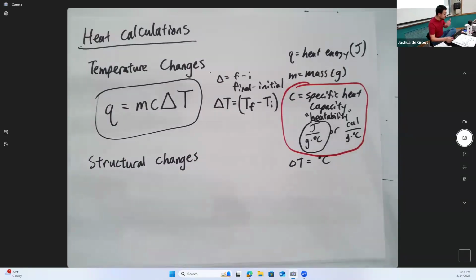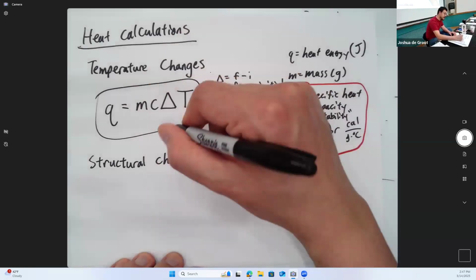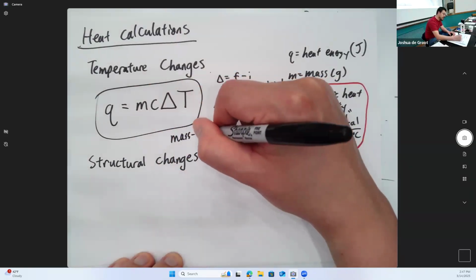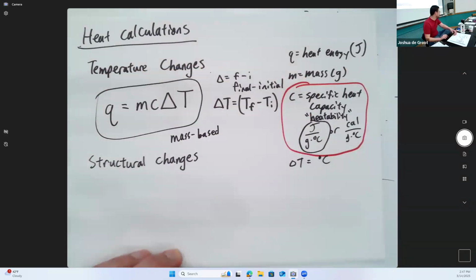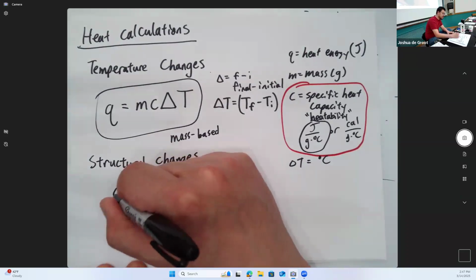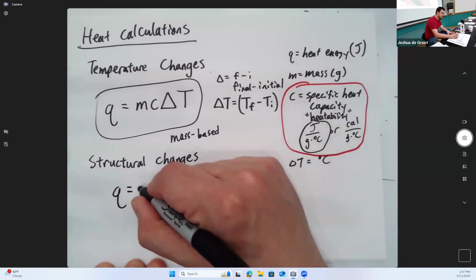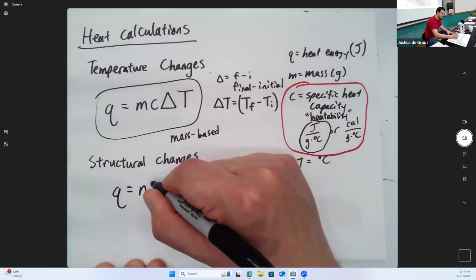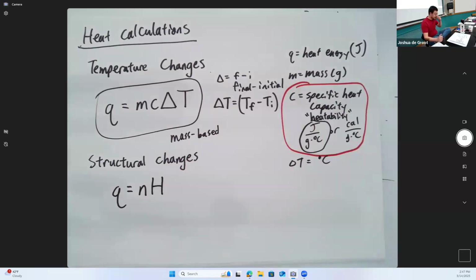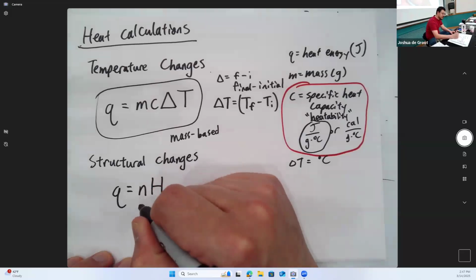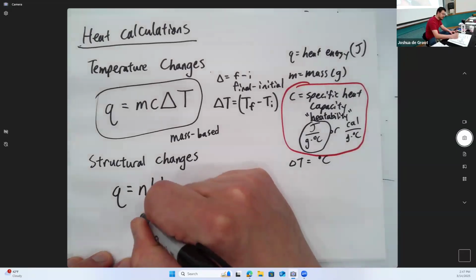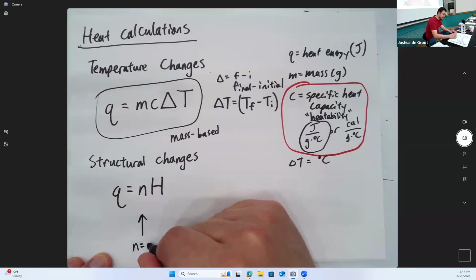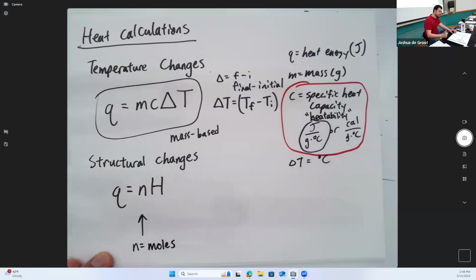Okay. So that's the first equation. Notice this is a mass-based equation. We need a mass, the M, in order to calculate. For the structural changes, we usually like to think about that in terms of moles instead of by mass. And because of that, we're going to need a slightly different equation. Okay. And so n is the first new letter you're going to see here, and n is going to stand for moles.